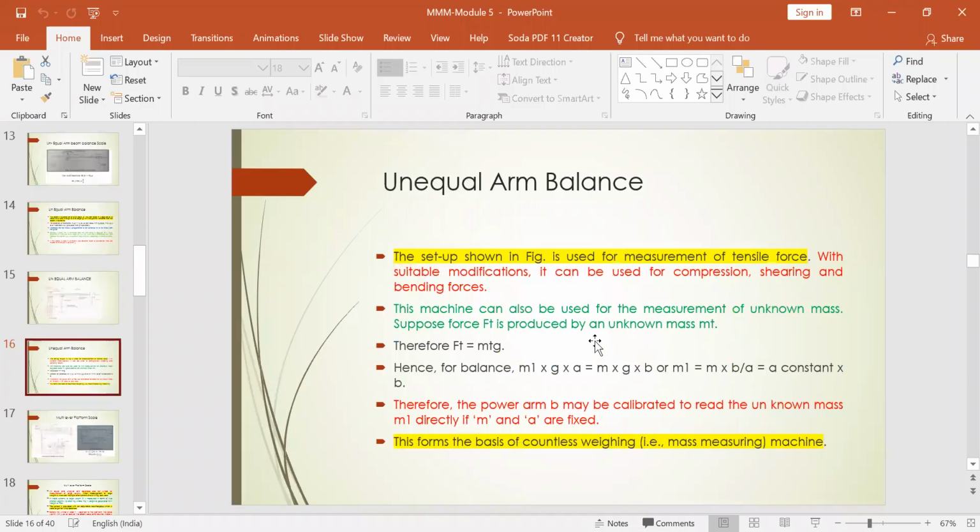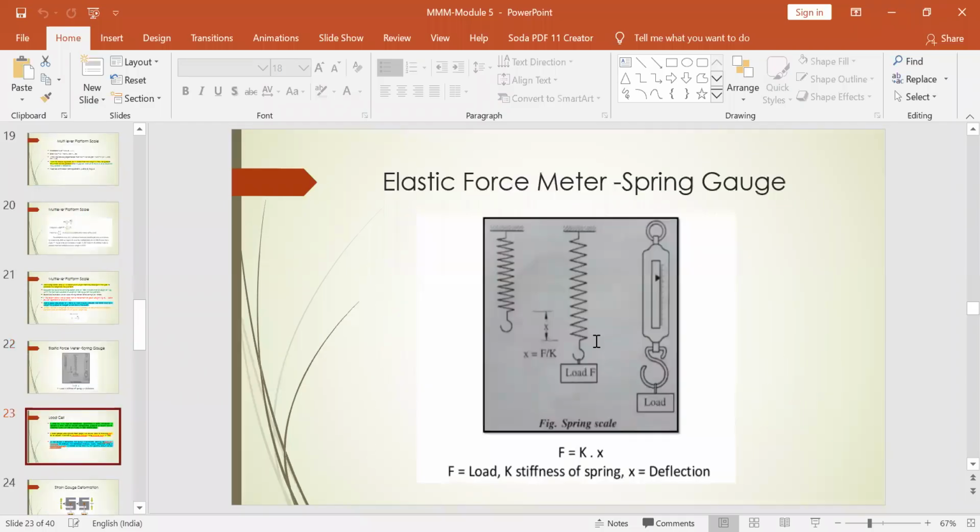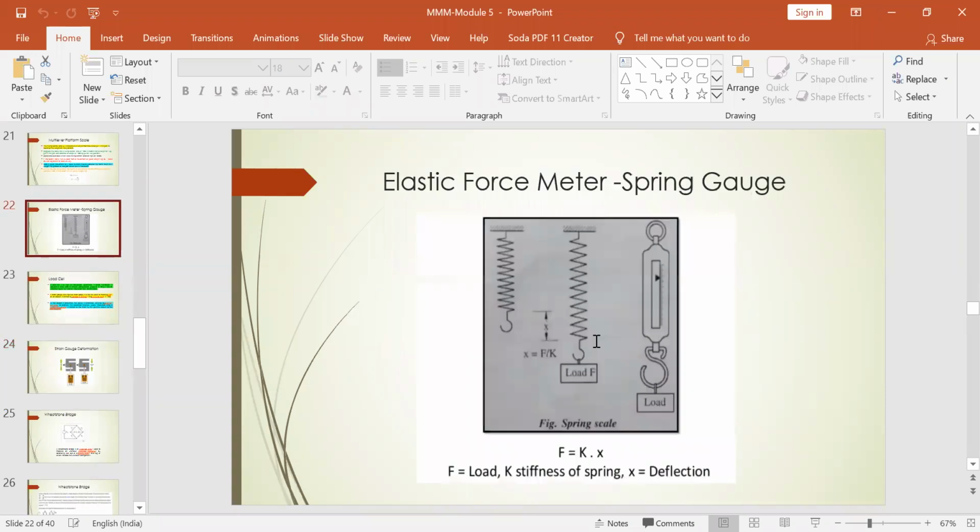Everyone knows, and many of you might have operated one, how a spring gauge works. So, exactly how does it work? It is called an elastic force meter, where we use a spring gauge. You will have a spring and the stiffness of the spring will be known. When you add some load to it, the spring gets expanded downward. Then you will measure the value of the load being applied on it.